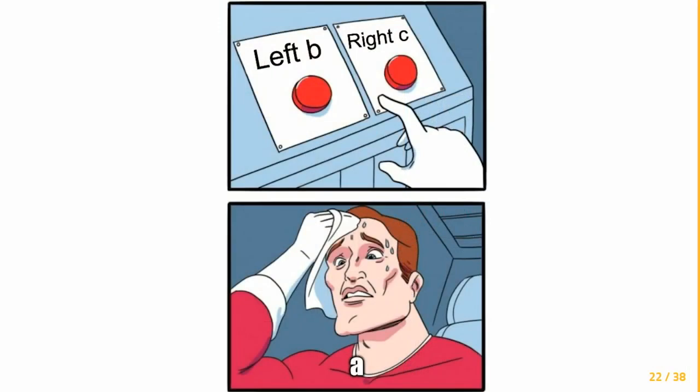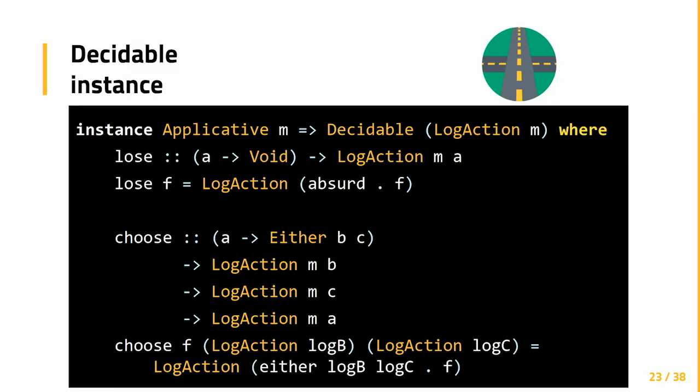So Decidable is similar to Alternative because it allows you to handle only one of the cases. Not both actions will be performed, only one, while Divisible will perform both actions. And the Decidable instance for LogAction is also pretty straightforward and simple. For choose, we do the same thing as for divide, but we handle only one case, using the Either function.